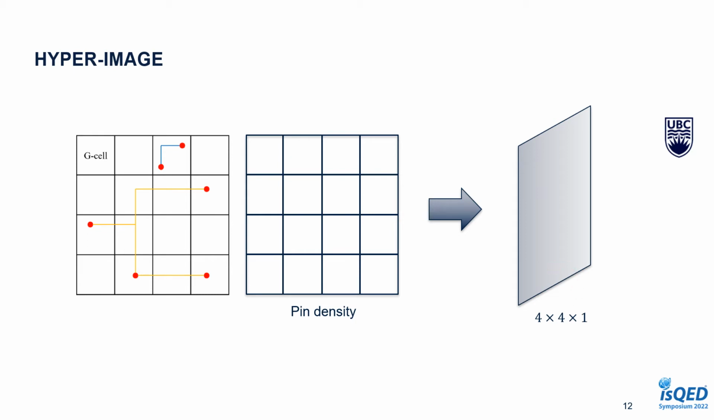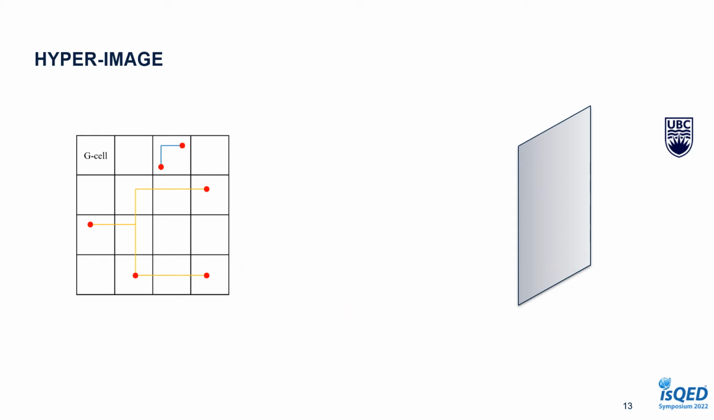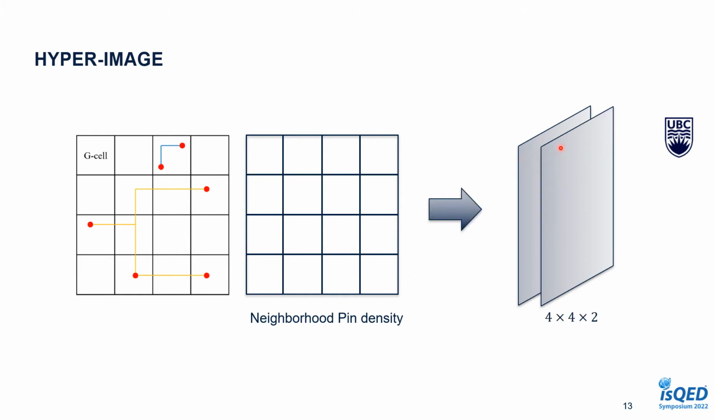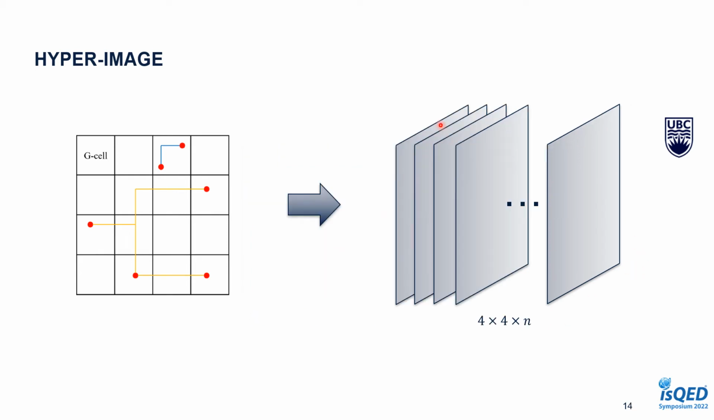And then we do the next feature, like we can do neighborhood pin density, and it's another channel in this hyperimage. And we do this for all the features in this design. And in the end of the day, we are going to have an image with multiple channels. The number of the channels is related to the number of features and the number of layers in this design.